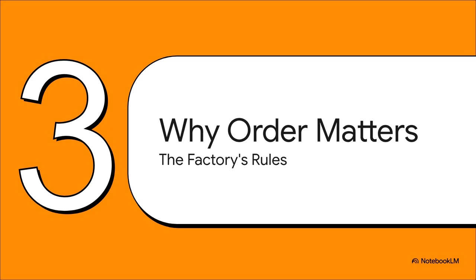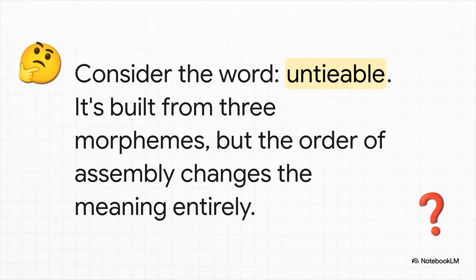So, we've seen the pieces, and we've seen the processes, but this is where it gets really fascinating, because this factory has very strict rules. The order in which you assembled the pieces, well, it can change everything. Let's look at this word right here, untieable. You can see the 3 morphemes pretty clearly, right? You've got the prefix un, the root tie, and the suffix able. Seems pretty straightforward, but it's not.